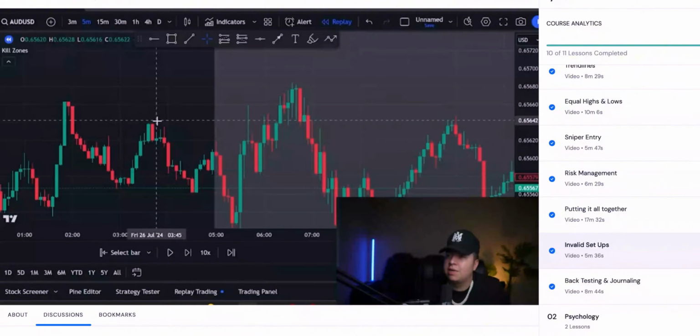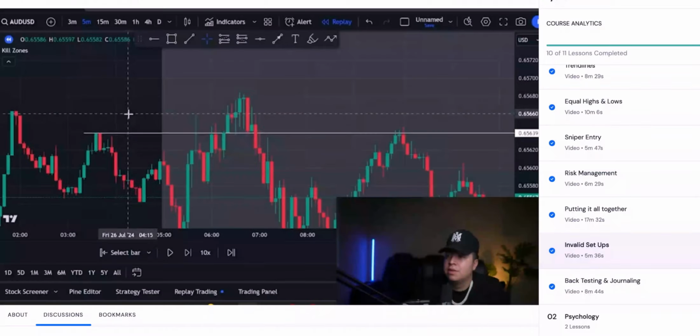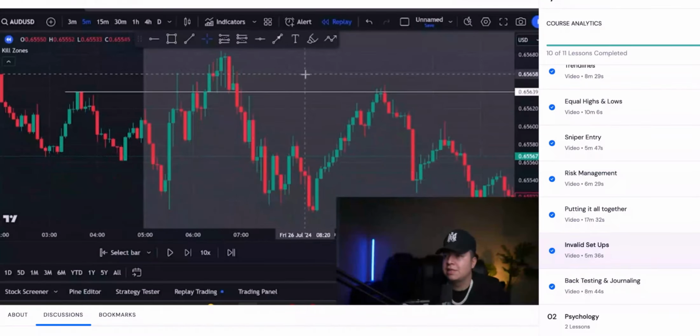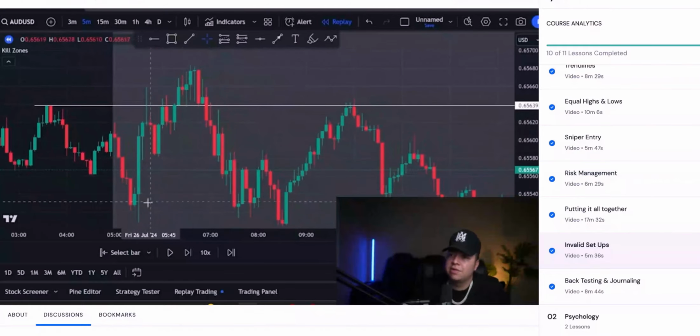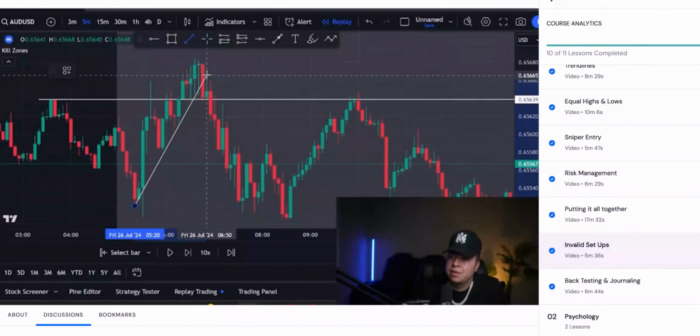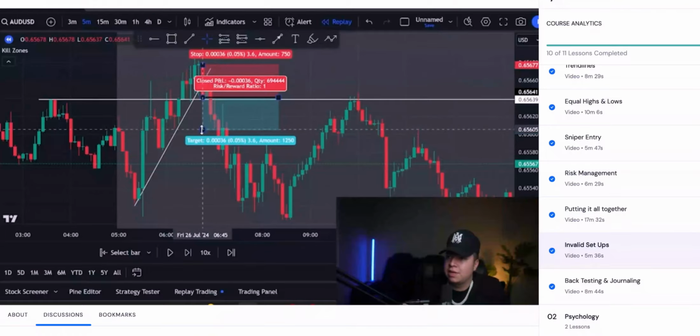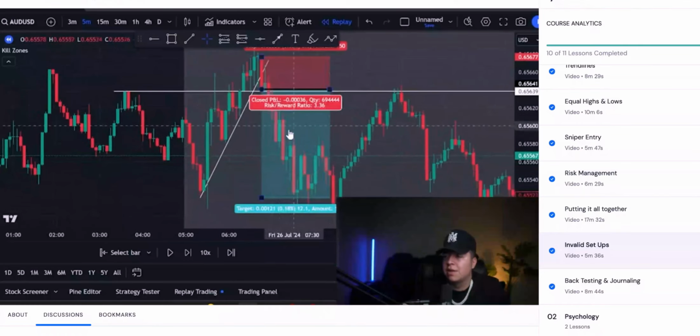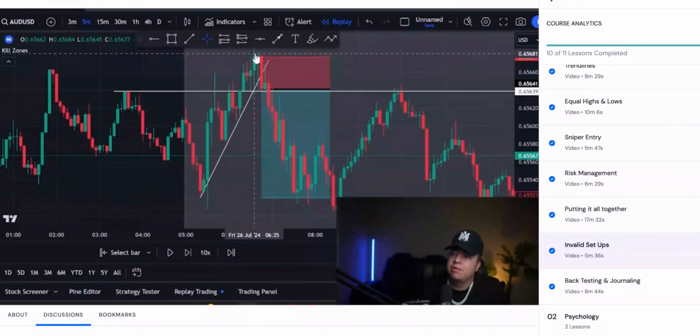So let's look at this trade. We have equal highs right here. Price comes, takes this. Everything looks good. We have our trend line right here. We would enter on this candle. It's a beautiful candle. We win. It looks good.